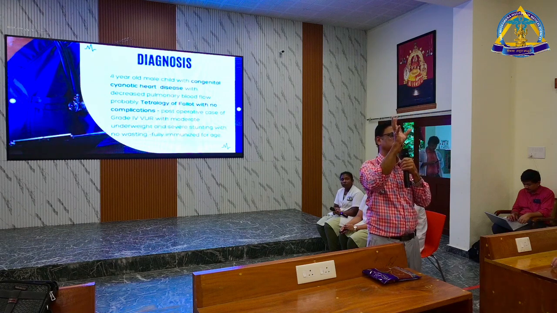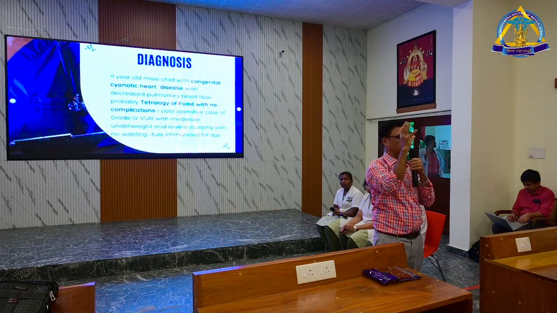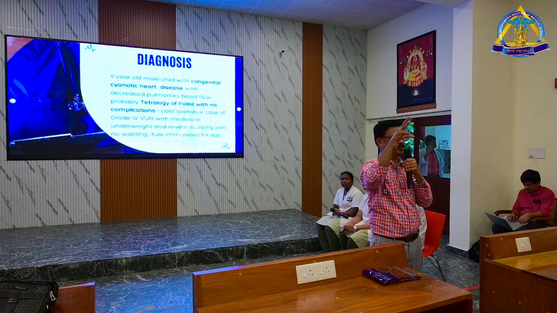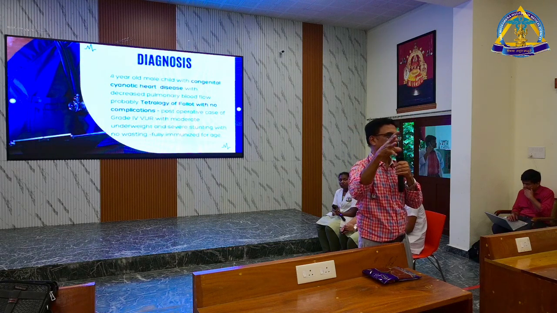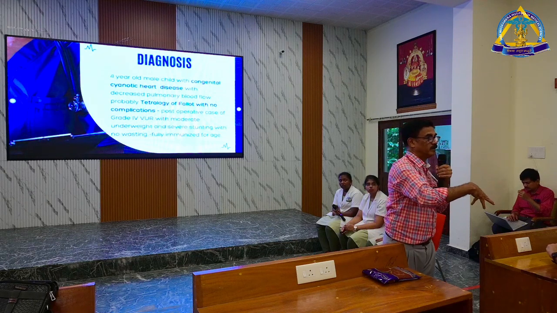So more RBC means polycythemia. More polycythemia means there is hyperviscosity. If there is hyperviscosity, there is thrombosis. Where do you get more thrombosis? Inside the sluggish circulation. Is it in the artery or the vein? It is the vein.